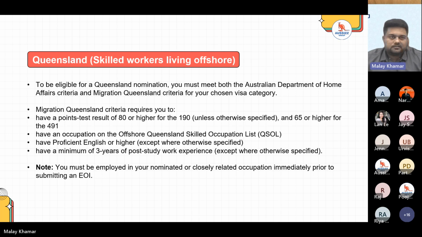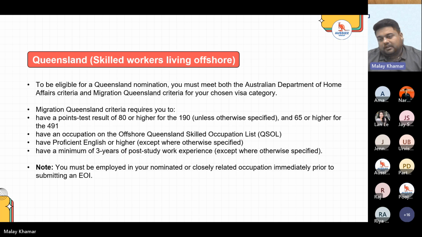So 491 is still a little bit easier compared to 490, but for 190 you need to have a minimum of 80 points. Additionally, they have a particular occupation list, which is the QSOL. For overseas applicants, Queensland has given a particular list as well. Only those particular occupations are in higher demand. The rest of the occupations are not in higher demand in Queensland.